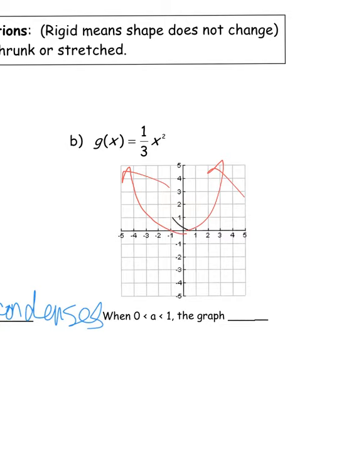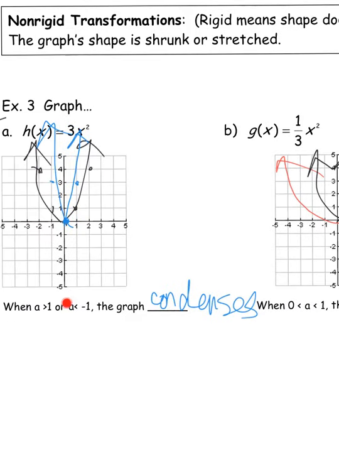And of course, I can go through the input-output table with you on that if necessary. But when you're between 0 and 1, that expands the graph horizontally. And note, this also says, the first one says less than -1. The negative flips it, but the absolute value of that coefficient, like -2, x squared, if it's greater than 1, is going to condense the graph.